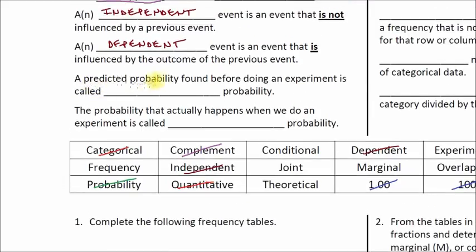A predicted probability found before doing an experiment is called a blank probability. And the next one is tied to this. The probability that actually happens when we do an experiment is called this. Well, remember class, doing an experiment is based on experience, that is experimental.